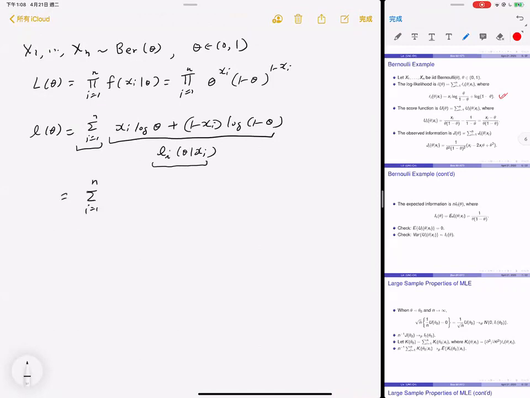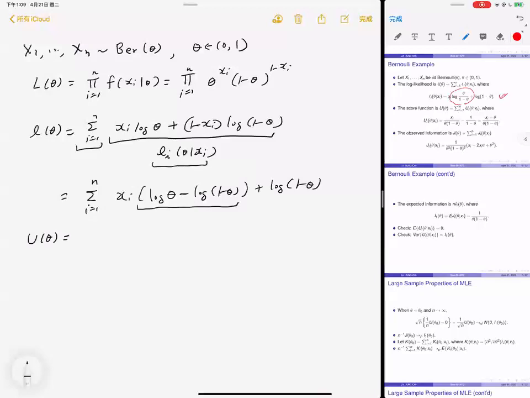Sum over i from 1 to n. I put xi, I have log theta, and then I have minus xi, then minus log 1 minus theta right here. Okay, then plus log 1 minus theta. So right here, nothing but what? Log of theta over 1 minus theta.